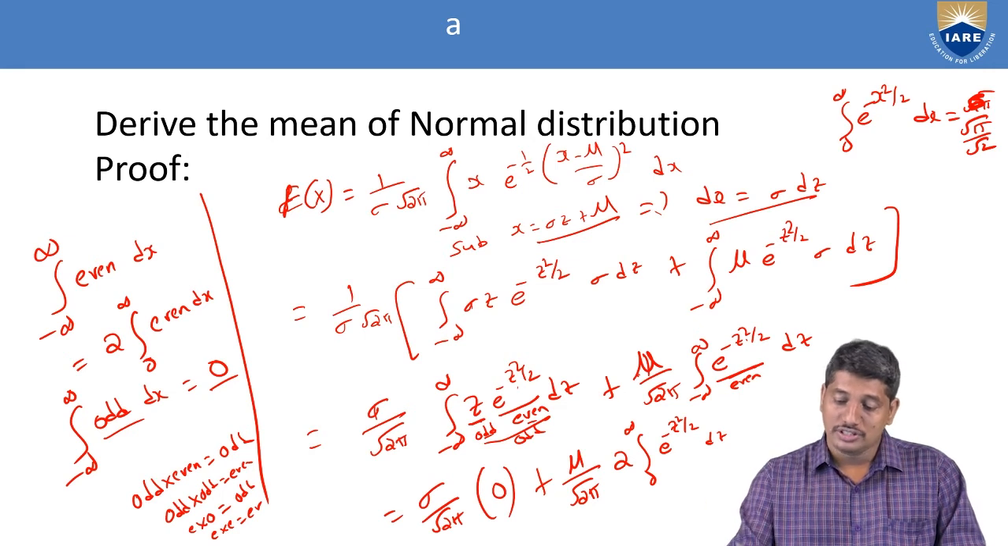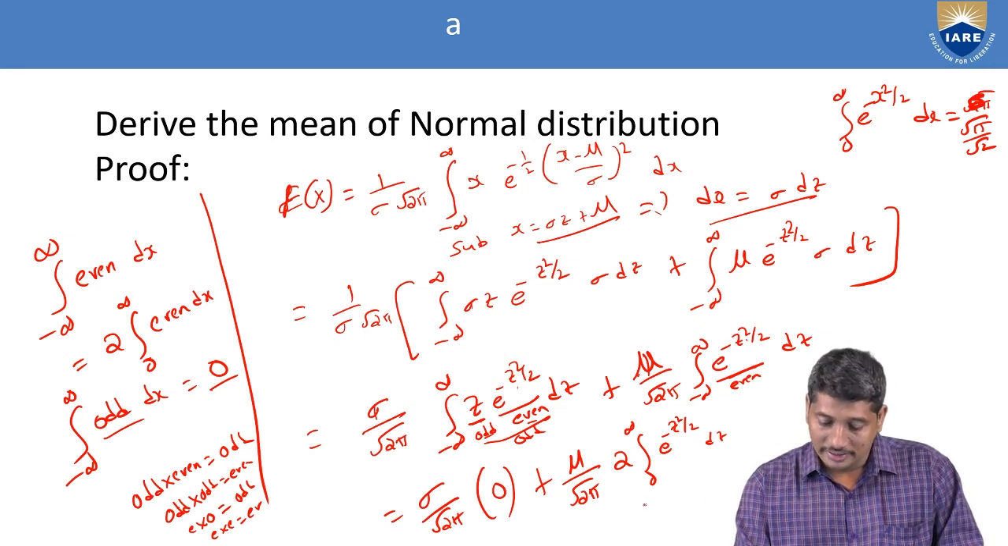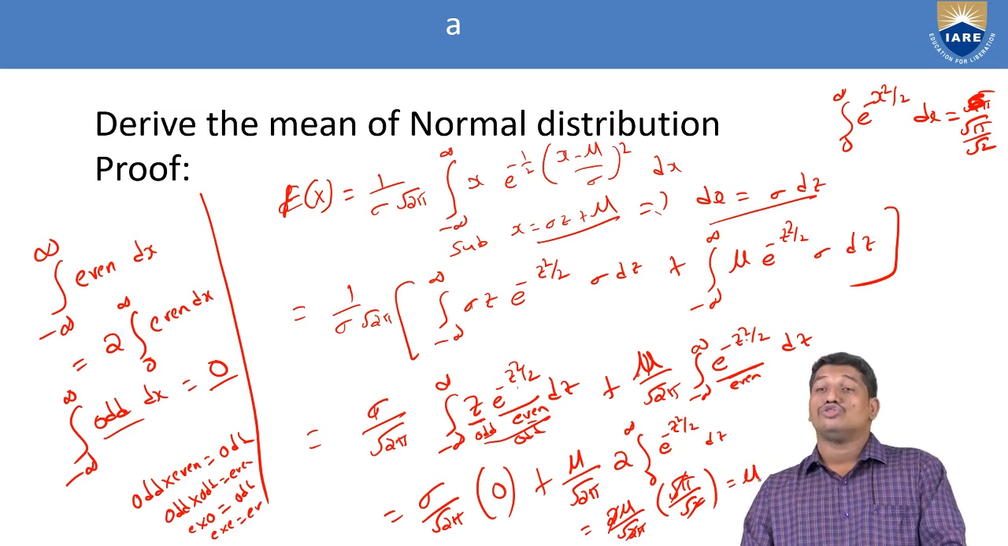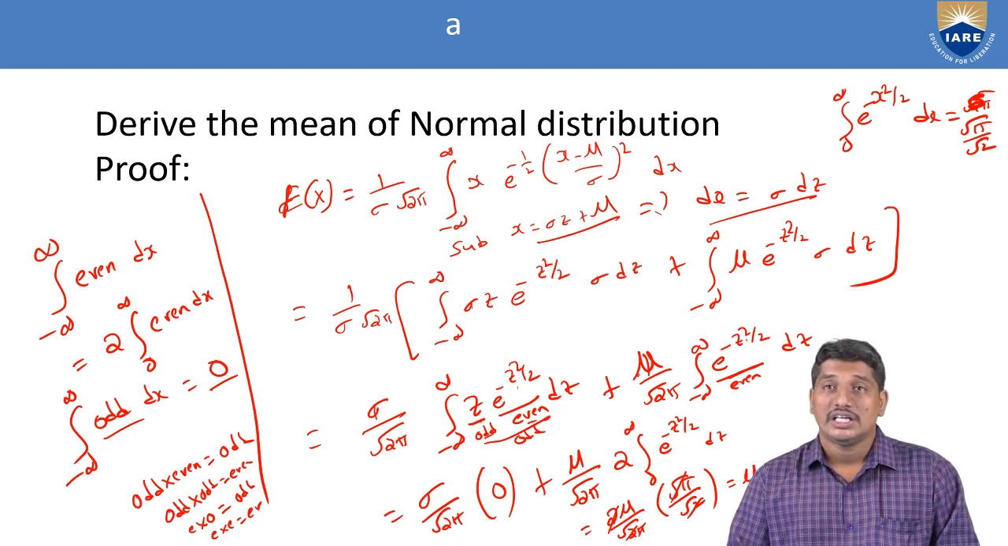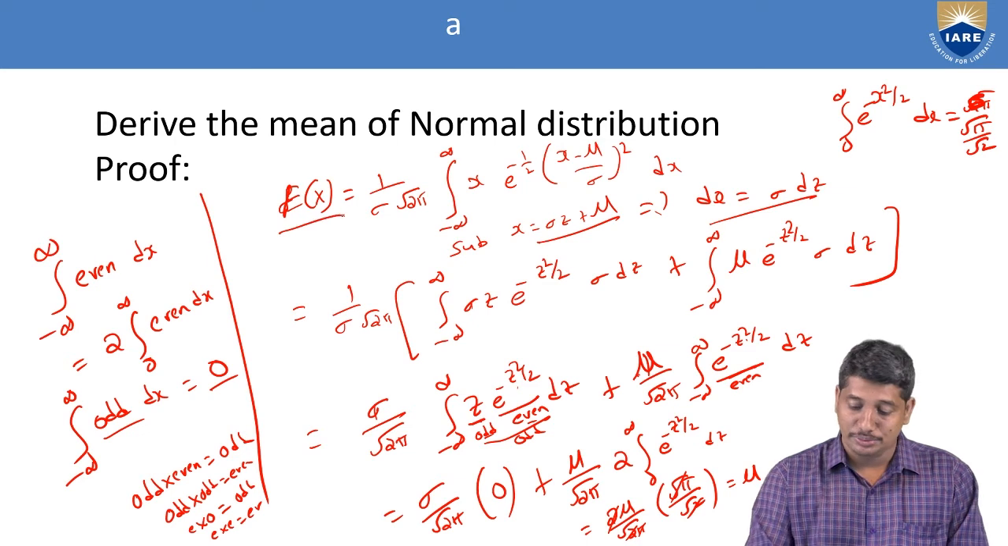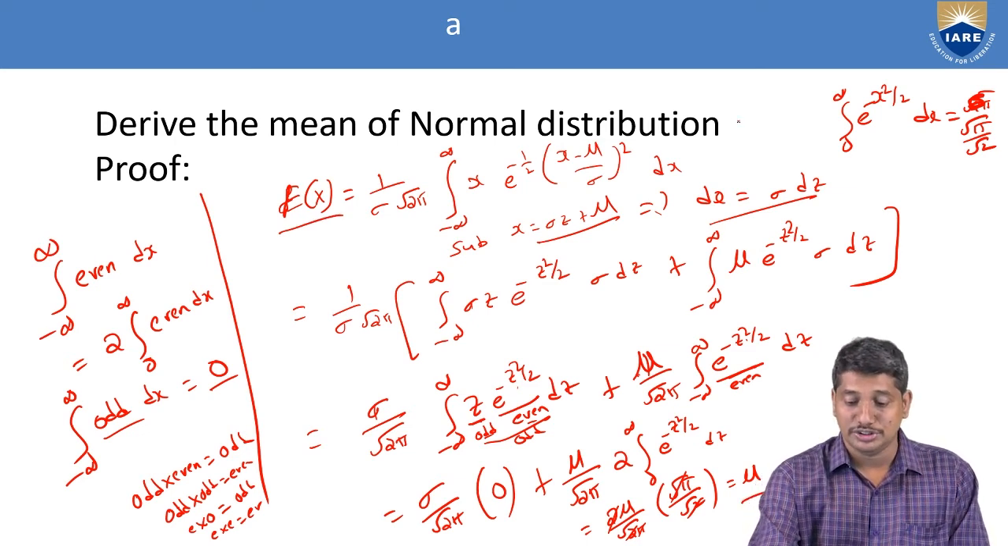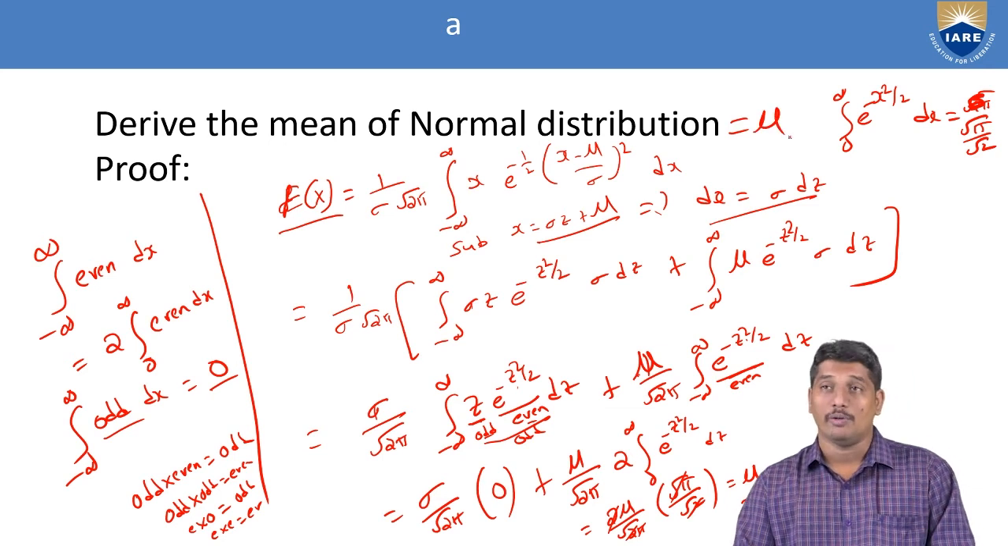We are using that result as a formula, and this becomes 2 mu by root 2 pi into root pi by root 2. Then root 2 cancels, root pi cancels, and the answer is mu. So finally we have proven that the expectation of the normal distribution is mu. That means the mean of the normal distribution is mu. That is what we have proven.